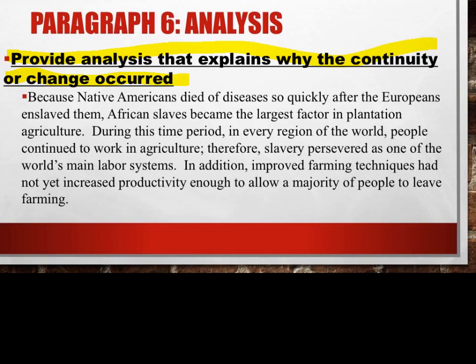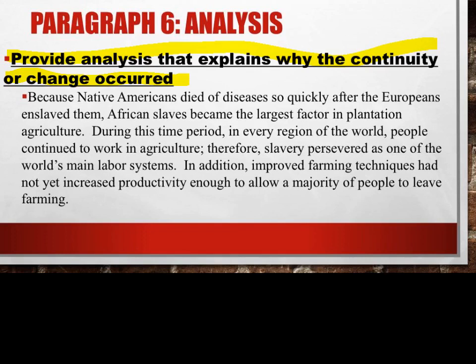During this time period, in every region of the world, people continued to work in agriculture. Therefore, slavery persevered as one of the world's main labor systems. There's slavery, there it is. Agriculture, there it is. People continue to work in agriculture. Remember, that's already explained in answer 3. And explaining slavery persevered, which would also mean to continue, as one of the world's main labor systems.